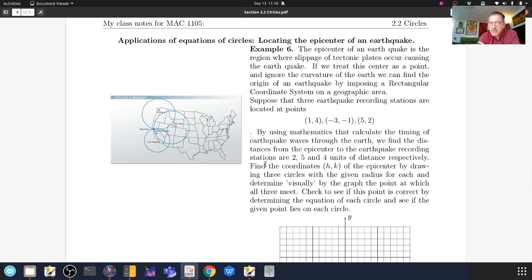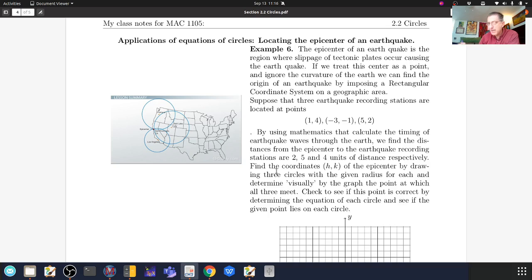So by using mathematics that calculate the timing of the earthquake waves through the earth, we find the distances from the epicenter to the earthquake recording stations are 2, 5, and 4 units of distance respectively. So 2, the radius, the distance, in this case is from the center to the edge, so that's the radius, is 2 and 5 and 4.